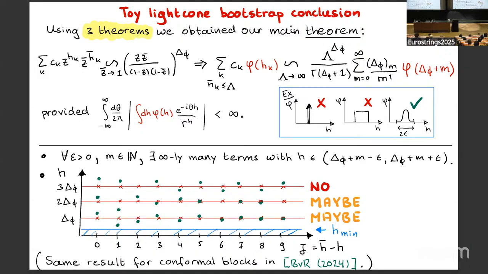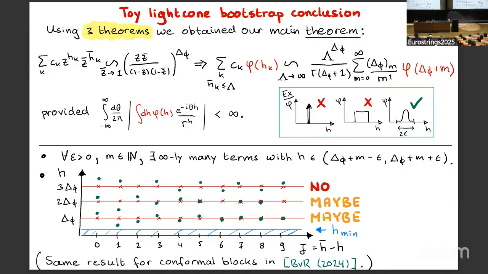And that's also what this statement says. It says that for any epsilon greater than 0, any non-negative integer, there must exist infinitely many terms where h lies in this little interval. Right? Infinitely many because I need this divergence, and every single term only contributes a finite amount. So this scenario is now excluded. This scenario, like I said, is not quite excluded, but in upcoming work we'll probably exclude it. And this is probably the right scenario.